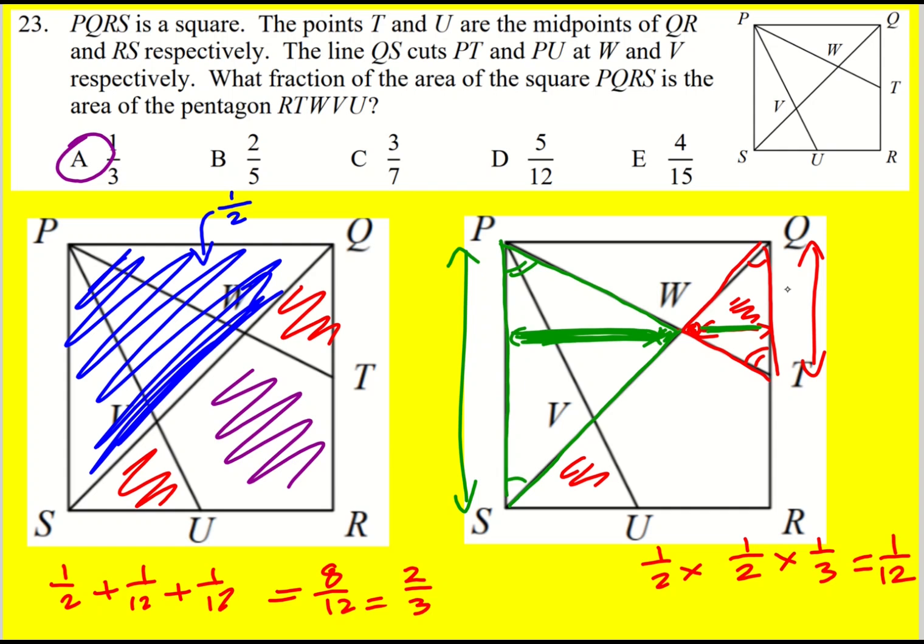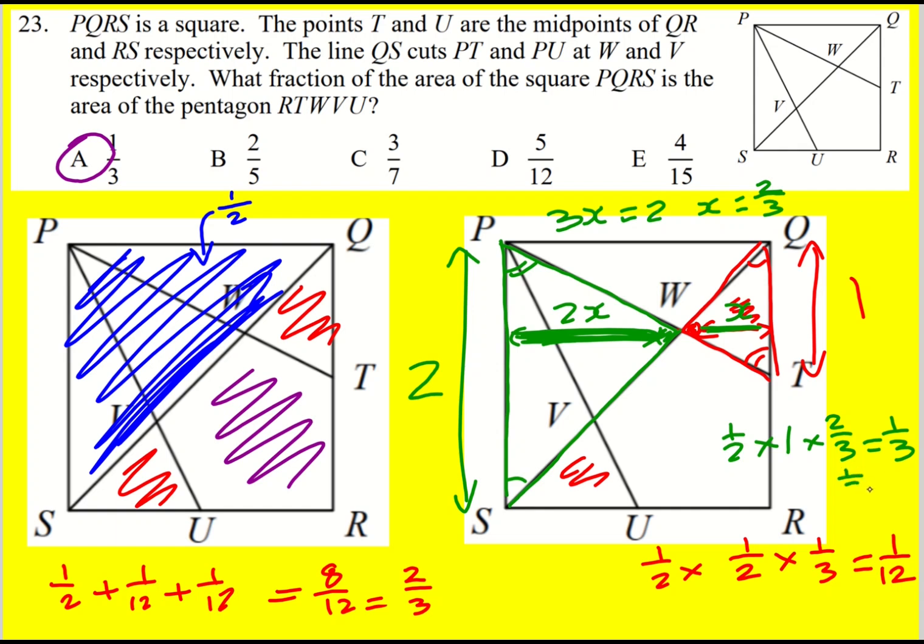If you're less happy with what I did with that triangle, this is how I actually did it. I said that this length was 2, this is 1, and so it's double, like the green one is double. So if I call this one x, this is going to be 2x, and then I can say that 3x is going to be 2, so x is 2/3. And then that means the area of the triangle is going to be a half times 1 times 2/3, which is a third. But that is not the fraction, that is an actual amount now, so I then need to divide that a third by the total area, 4, which would again get me to 1/12.